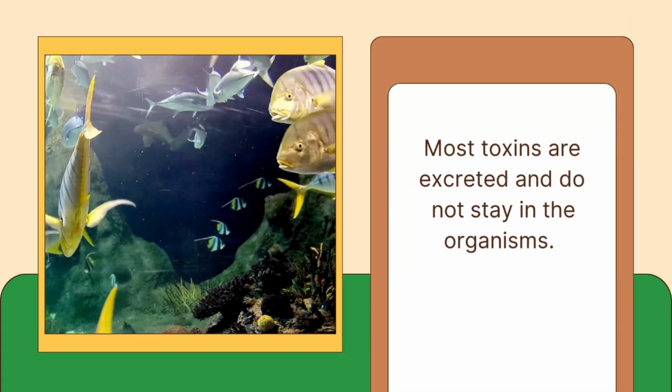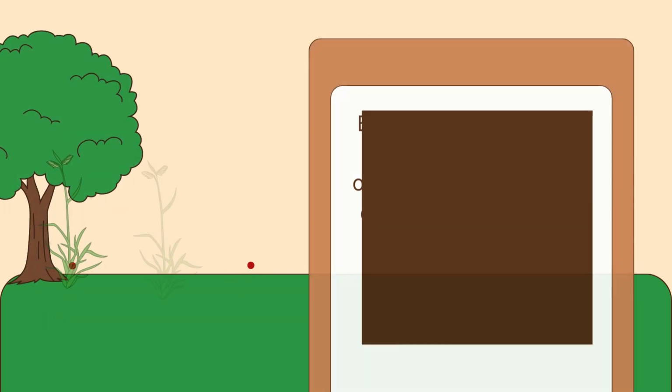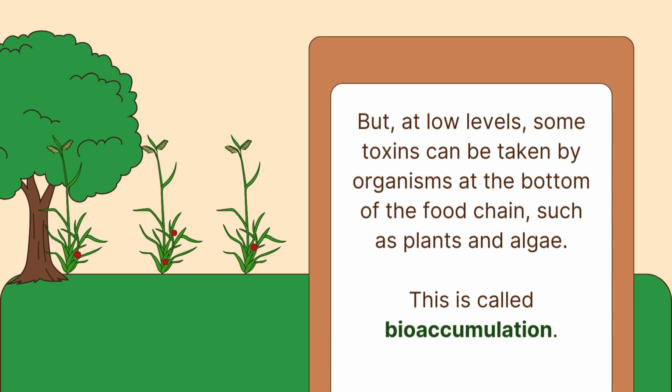Most toxins are excreted and do not stay in the organisms. But at low levels, some toxins can be taken up by organisms at the bottom of the food chain, such as plants and algae. This is called bioaccumulation.